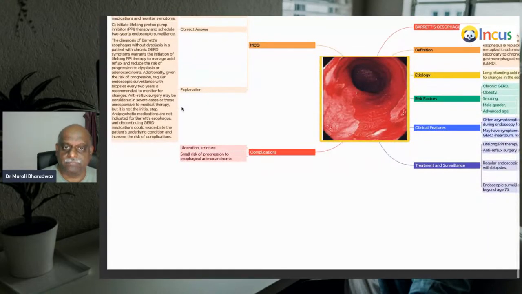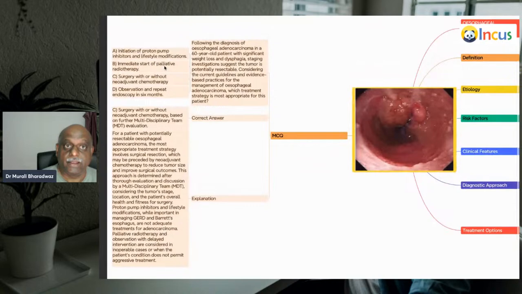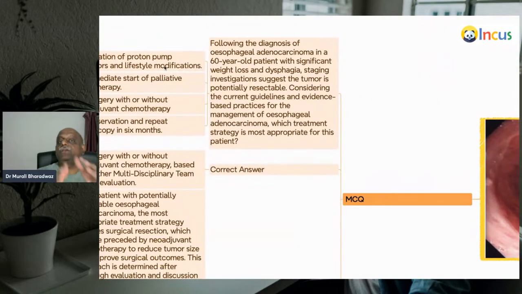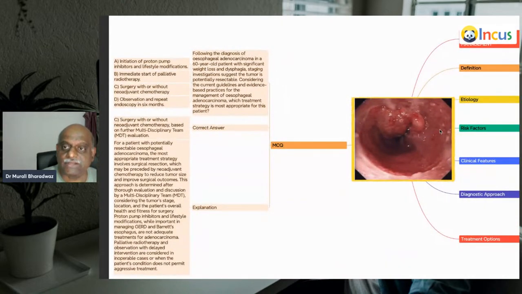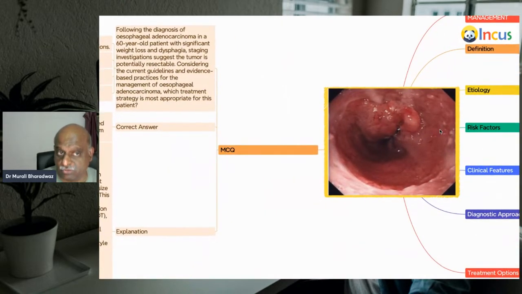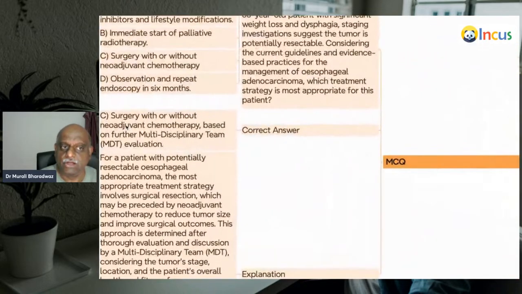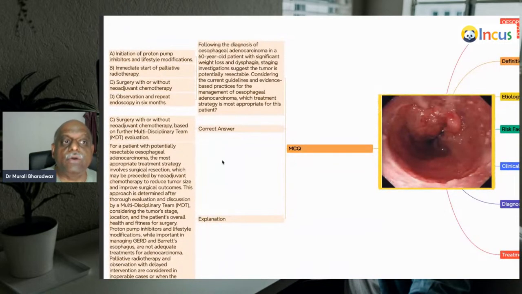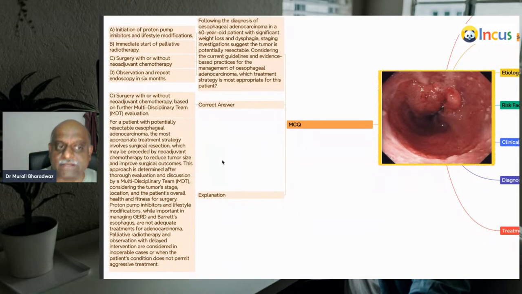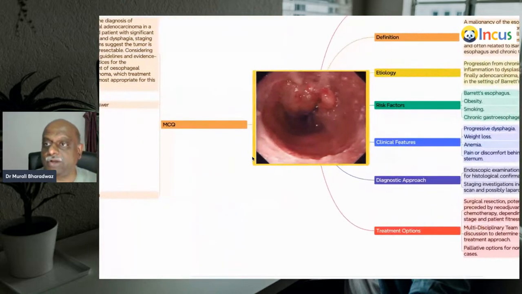So, doctor, following the diagnosis of esophageal adenocarcinoma in a 60-year-old who has got a weight loss and dysphagia, you have done a staging investigation. It suggests the tumor is potentially resectable. So what is the current guideline? Do surgery with or without neoadjuvant chemotherapy. Neoadjuvant chemotherapy is considered to be the management of choice.